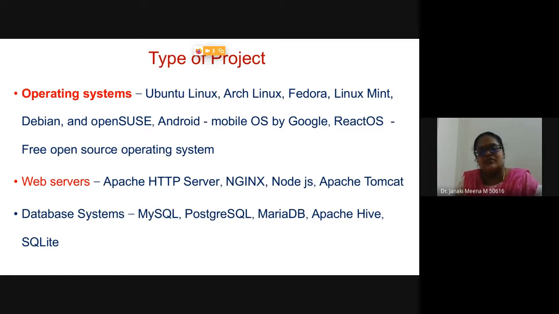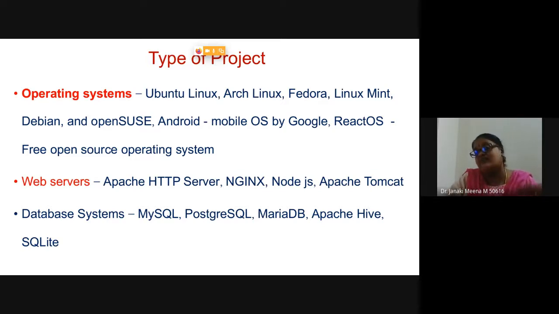When you see web servers, we have got Apache HTTP server, Nginx, Node.js, Apache Tomcat. These are all different web server projects which are under open source license. And database systems: MySQL, PostgreSQL. MySQL was recently taken over by Oracle. PostgreSQL is still the open source thing. MariaDB is a fork of MySQL, almost the same thing as MySQL, but still open source.